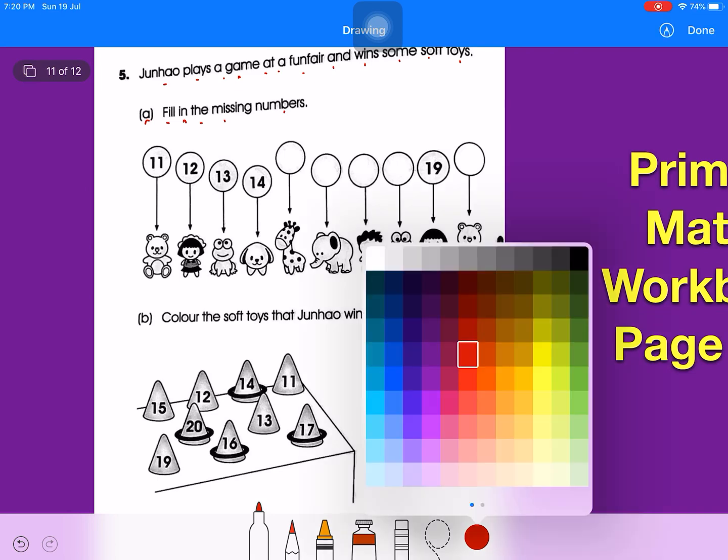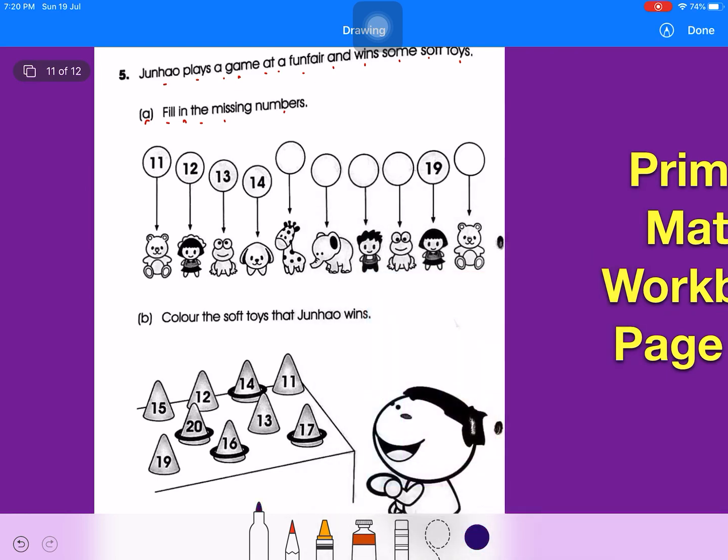The number here is the code. It is the numbers for the toys. So we have 11, 12, 13, 14, 15, 16, 17, 18, 19, and 20. So all the toys have labeled numbers above. And then here B, color the soft toys that Junhao wins.